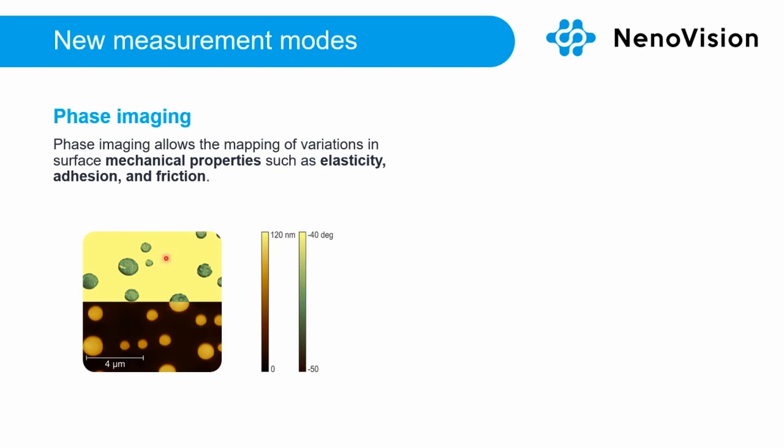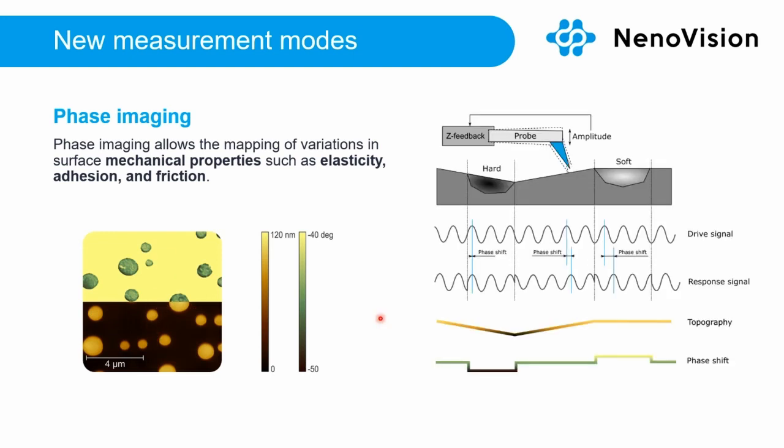And so you can correlate the topography with the mechanical properties. The way it works is that you simply measure the topography, but also record the changes of the phase, and phase corresponds to the mechanical properties. So this is how it's made and how we measure.